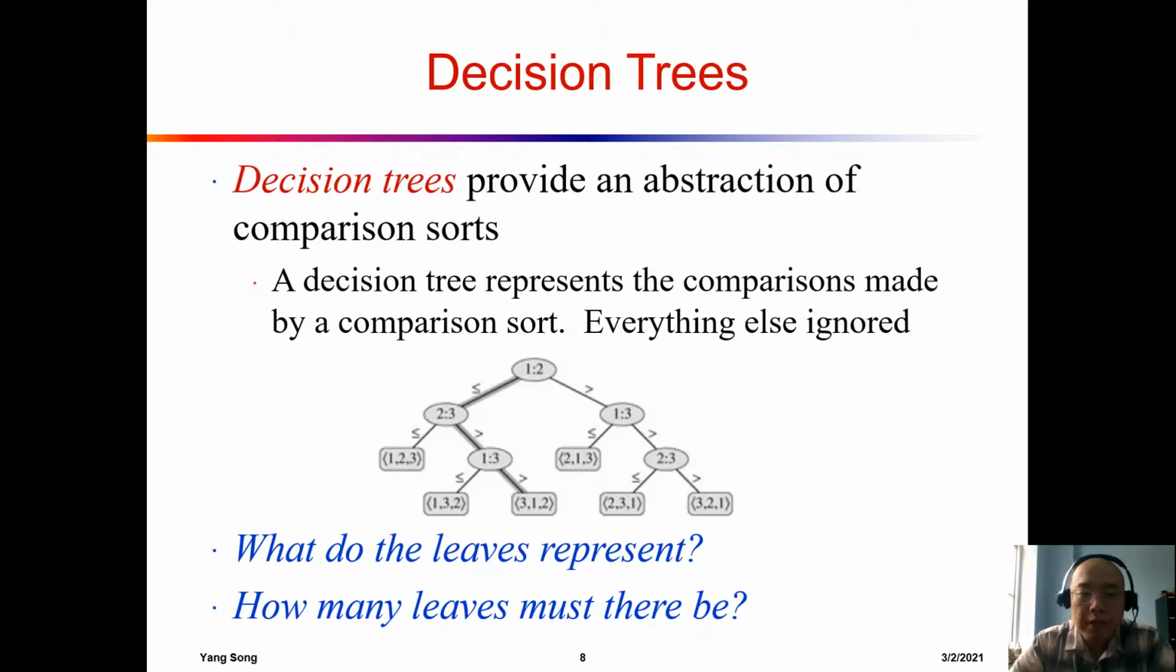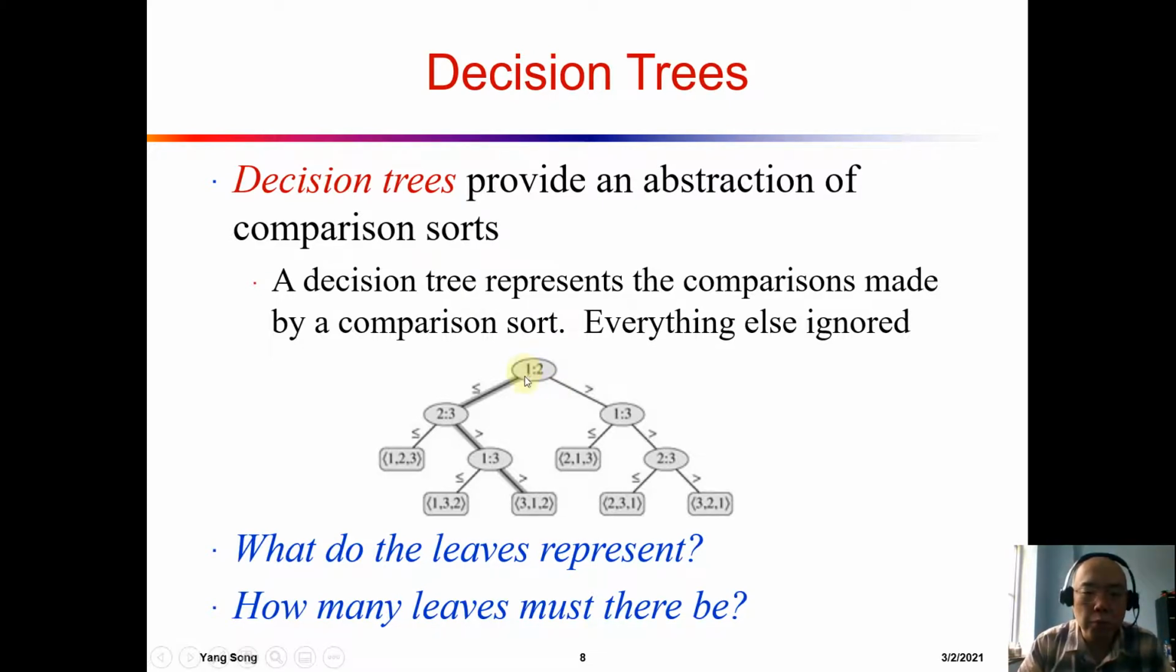Let's assume that we are sorting three values, variable 1, variable 2, and variable 3. Then we have this decision tree structure. In this node, we are comparing 1 and 2. You can consider them not as natural numbers, but as variable 1 and variable 2.